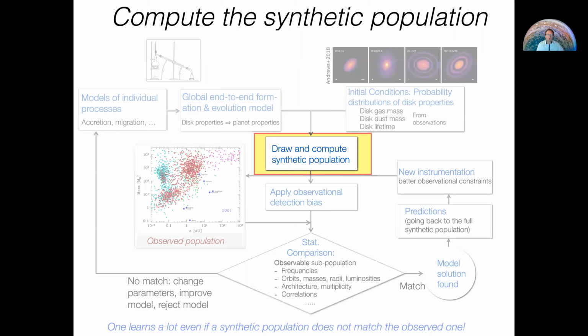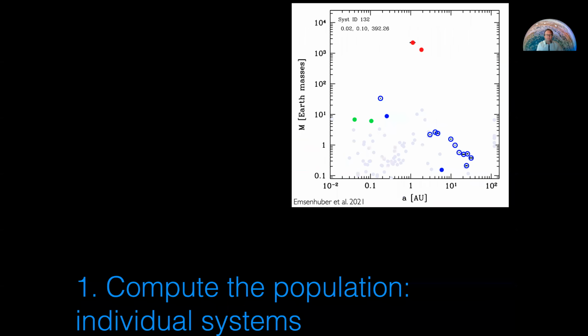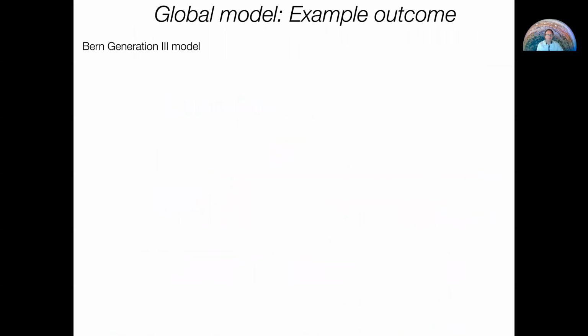So actually before we left out this part, which is to draw and to compute the synthetic population. And this might actually be one of the most interesting parts to see how the predicted synthetic populations or systems actually first come into existence. And we will do that again by using now the generation 3 Bern model, but you could do that, of course, also for all other global models.